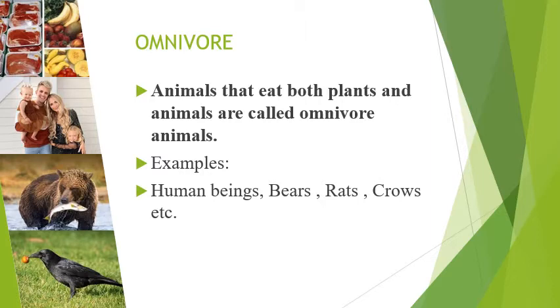Examples of omnivores are we human beings, because we eat both plant products like dals, fruits, vegetables, and we also eat chicken, we eat fish, right? So we are omnivores. Now the other examples of omnivores are bear, crow, and rats.